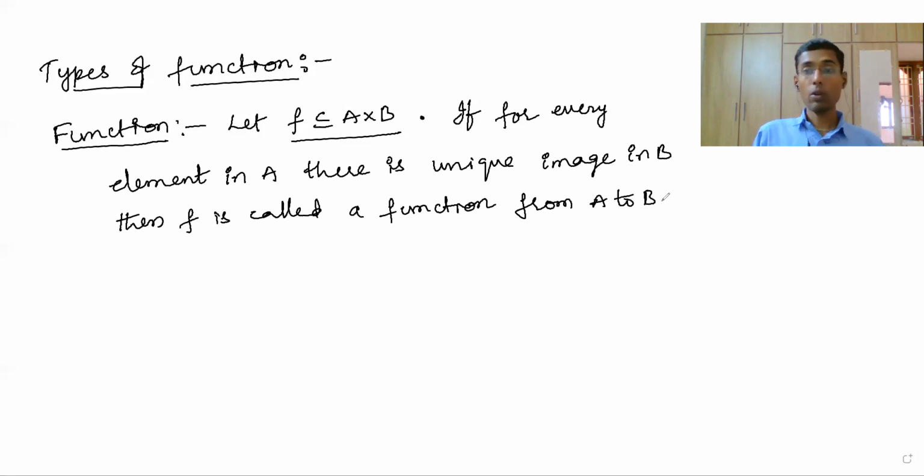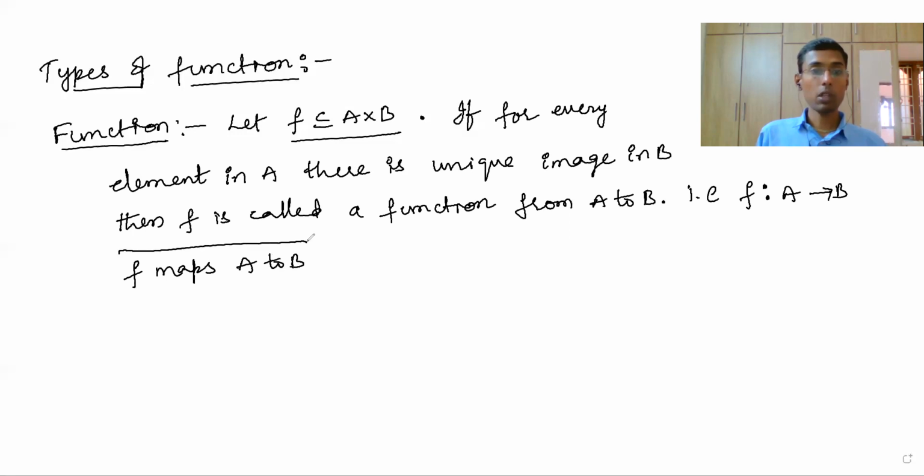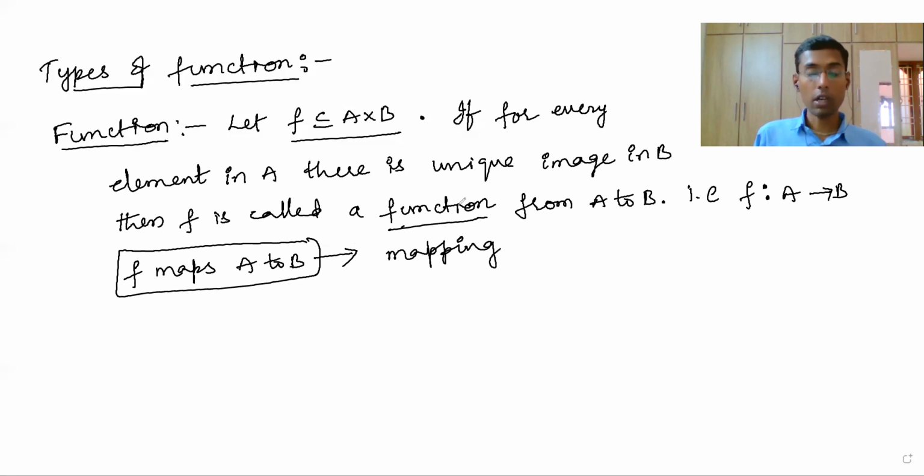So how do we represent it? We represent that as f is a function, like this: f is a function from A to B. Another way to say this is f maps A to B. You can read this as f maps A to B. Another name for function is mapping. Mapping also means function.